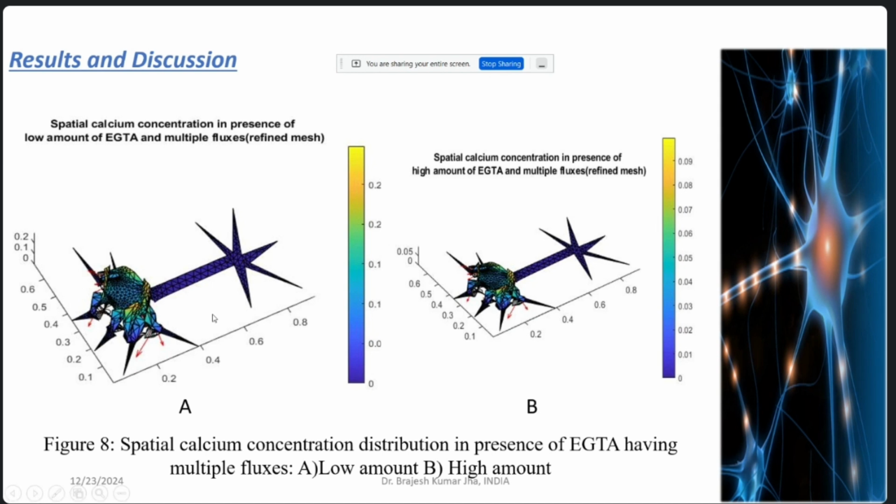So again you can see it goes up to the high, and then it will decrease. Here also it is at high, and it is going towards the steady state condition. So if a high amount of buffer is there, multiple buffers are there, it will block all the neurotransmitters.